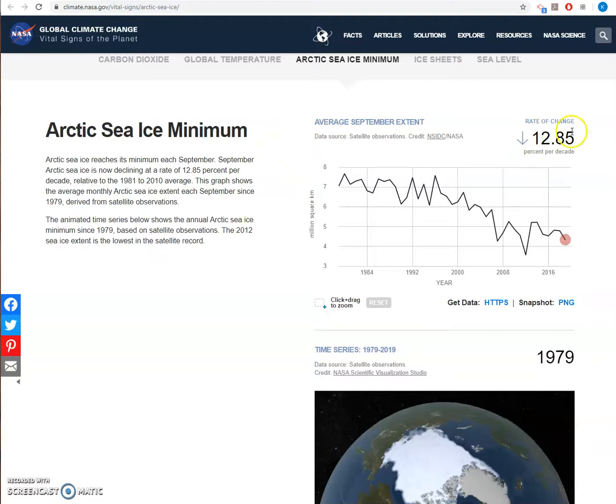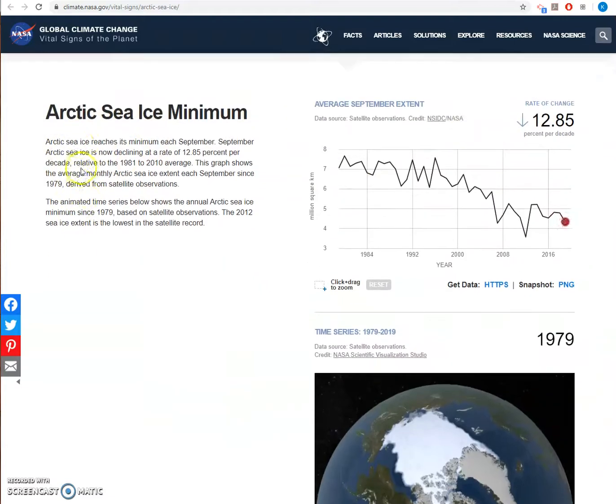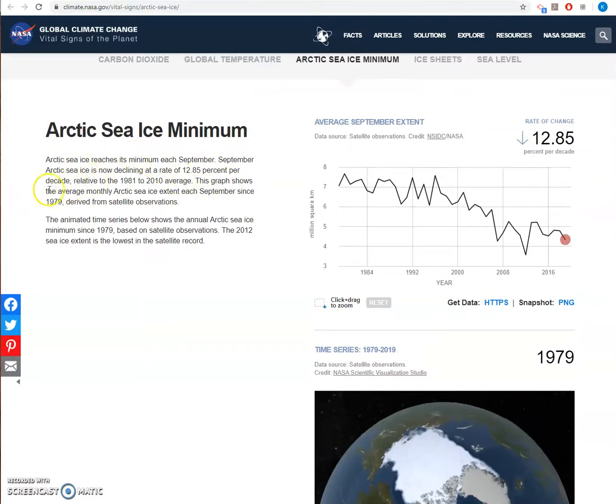They've even said here the rate of change is 12.85% every decade. So every 10 years, we lose almost 13% of the ice that was covering water, Arctic sea ice. That's what you can see. The graph shows the average monthly Arctic sea ice extent each September since 1979. This is pulled from satellite observations.